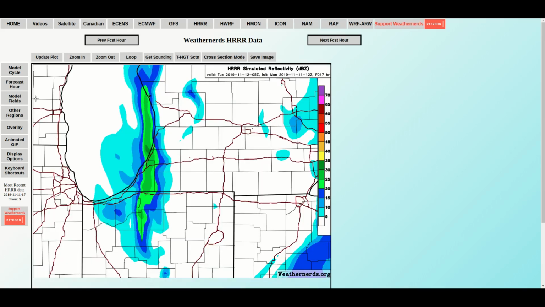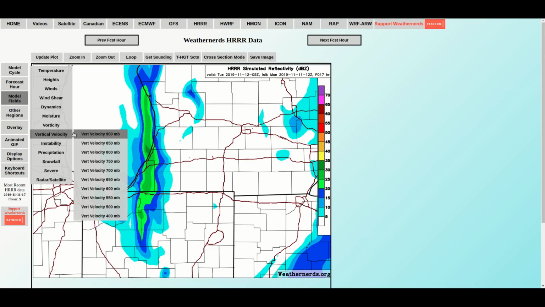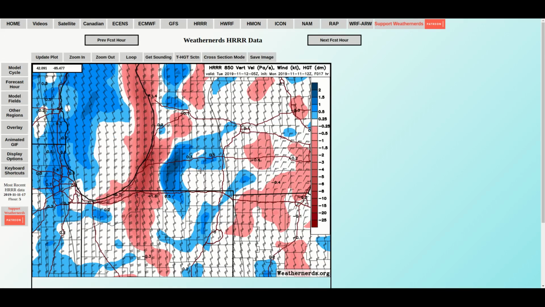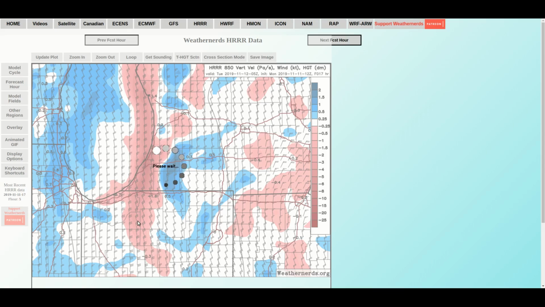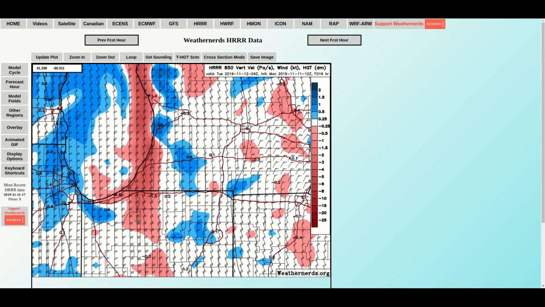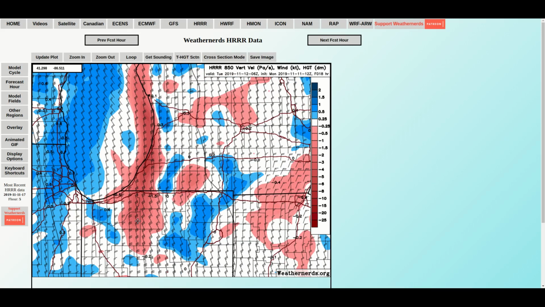Another way to look at it, if you want, is vertical velocity. Can be interesting. So put that up for 850 millibars, and you can see, sure enough, that of course lines up with where that snow band is. Step through a couple times here. You just see intense lift in that shore parallel band.